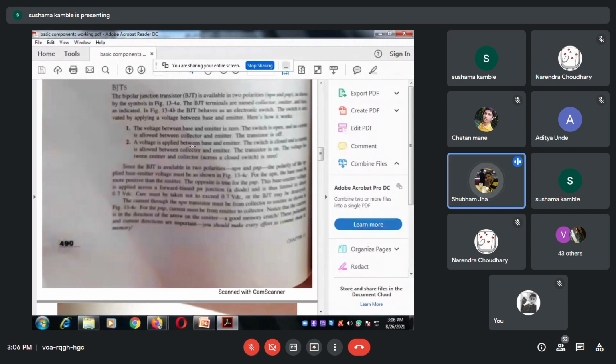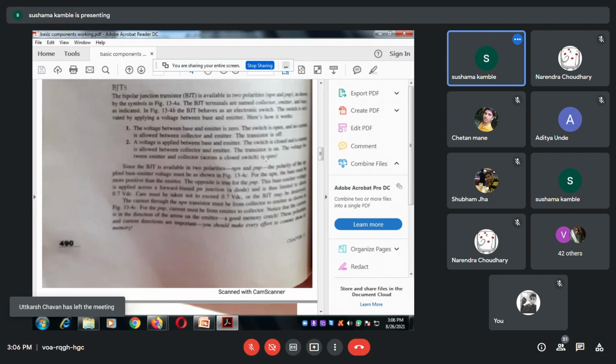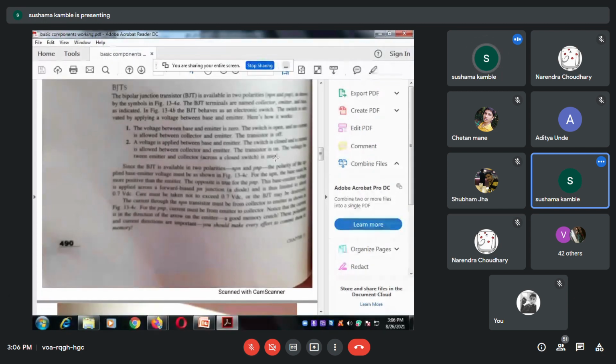मैम सिंपली यही याद रखना है ना कि इमीटर कलेक्टर वोल्टेज अगर 0 रहेगा तो वो ऑफ रहेगा, एंड अगर कुछ वोल्टेज सप्लाई किया जाएगा तो वो ऑन रहेगा. सॉरी मैम. कलेक्टर इमीटर वोल्टेज 0 मतलब ट्रांजिस्टर ऑन रहेगा या ऑफ रहेगा? ऑफ रहेगा. Transistor on. Transistor on. That is the question.